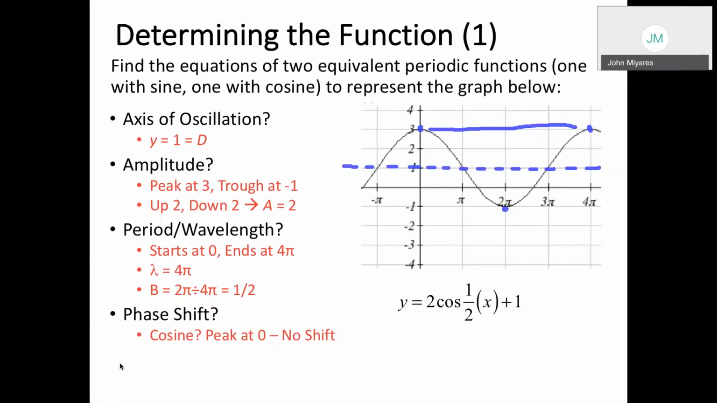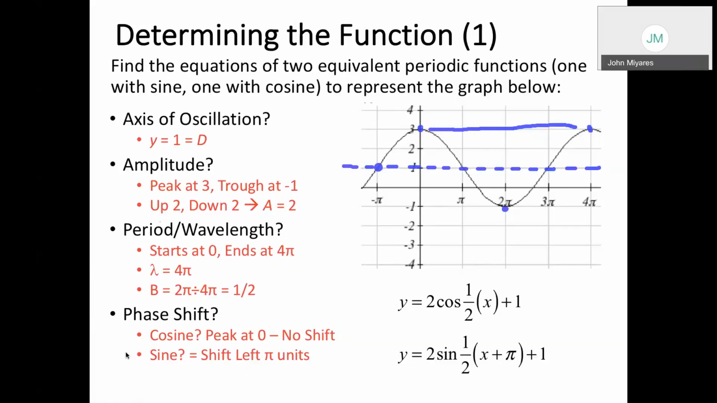Of course, I also asked you to have this determined to be a sine graph. And for a sine graph, we normally need to see that this is starting at the axis of equilibrium. That point would be right here at negative pi. So the sine wave is shifted to the left pi units. So the c value could be plus pi inside the parentheses, making your equation y equals 2 times the sine of 1 half times x plus pi plus 1.